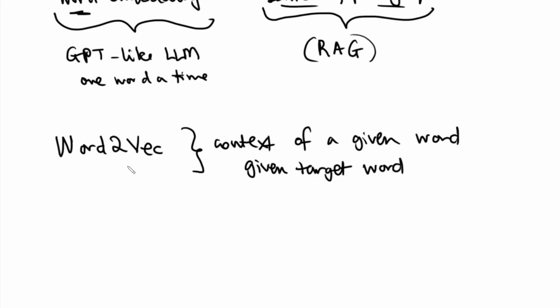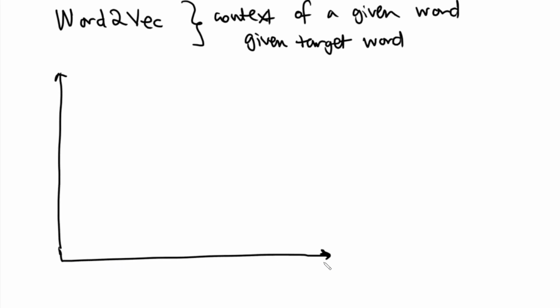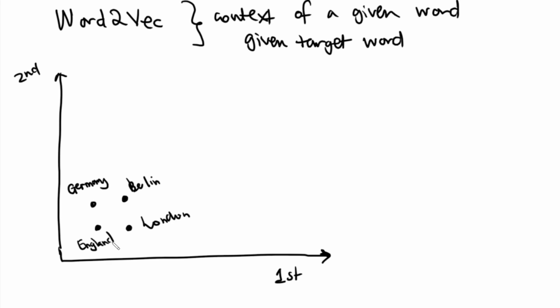The main idea behind Word2Vec is that words that appear in similar contexts tend to have similar meanings. For example, if I plot only two dimensions, the first and the second, to make it easy to visualize, because our brains are not built to visualize thousands of dimensions, we hope words with similar meanings are grouped close together. So here we could have Germany, Berlin, London, England. And what is interesting is that Berlin is to Germany as London is to England.